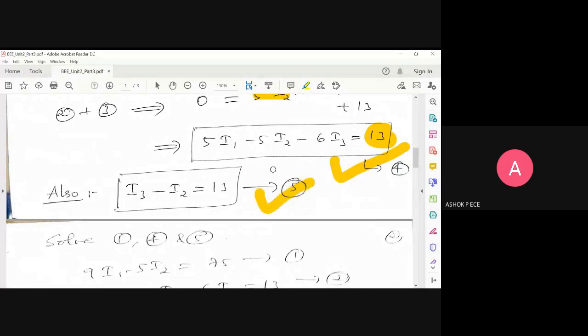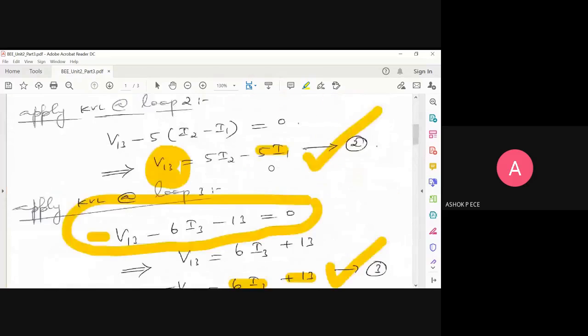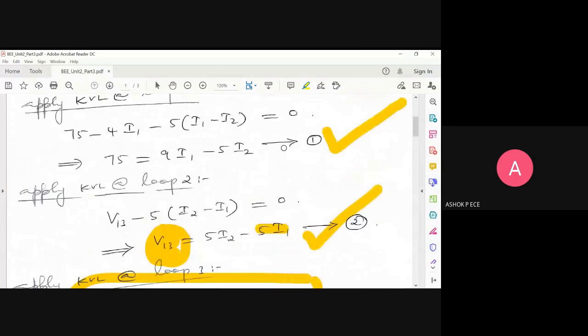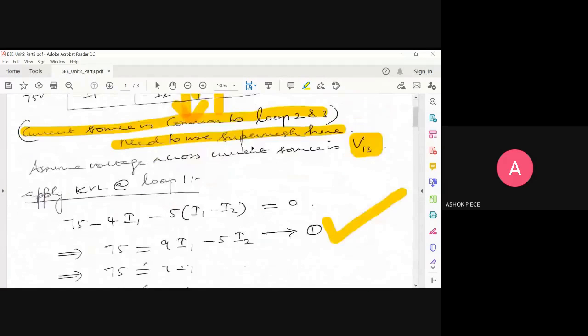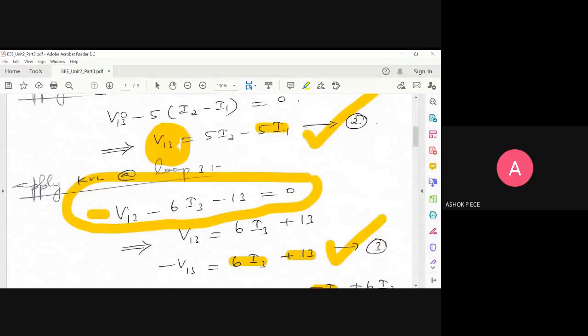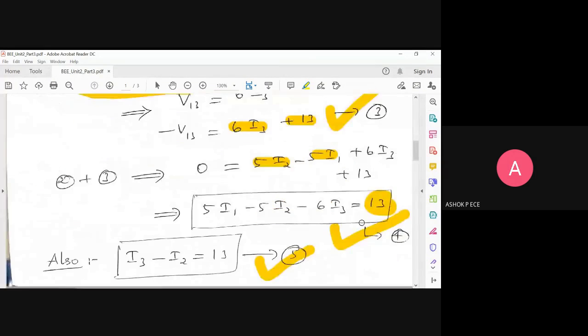See, for solving the unknown currents I1, I2, I3, we need three equations. From the first loop, we got one equation. That is straightforward, equation number 1. Applying second and third loop KVL, we got two more equations, but the two equations had V13. We have to eliminate V13 because it is also an unknown. So for eliminating V13, I'm going to add equations 2 and 3. So this is your second equation.